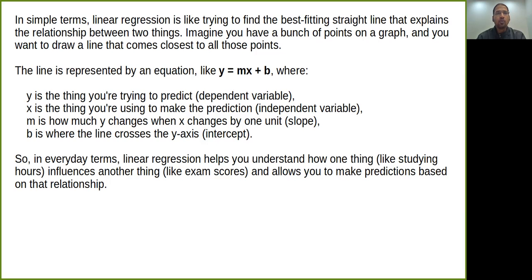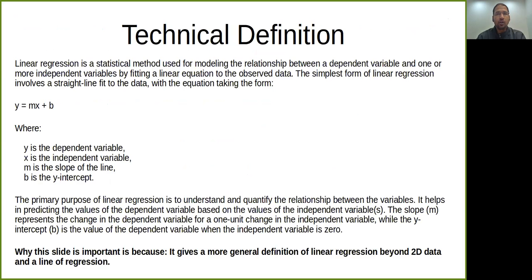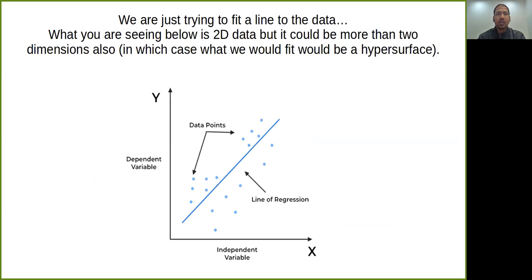So now, in a diagram, it looks like this. X is your independent variable, y is your dependent variable, and what you're trying to fit is a line. That line is the line of regression, and what it tells you is about the relationship between x and y.